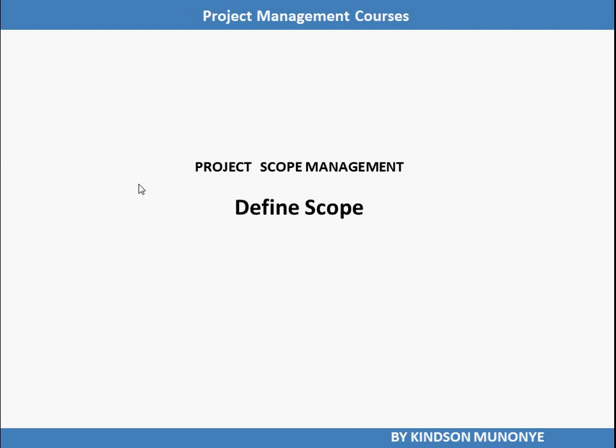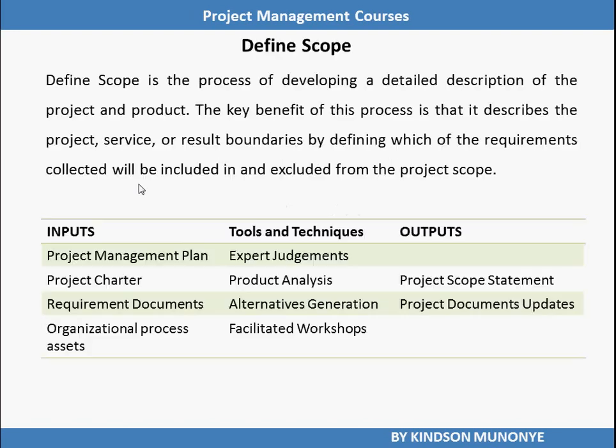So today we are going to discuss define scope. What is define scope? According to the PMBOK Guide, define scope is the process of developing a detailed description of the project and product. The key benefit of this process is that it describes the project, service, or result boundaries by defining which of the requirements collected will be included in and excluded from the project scope.